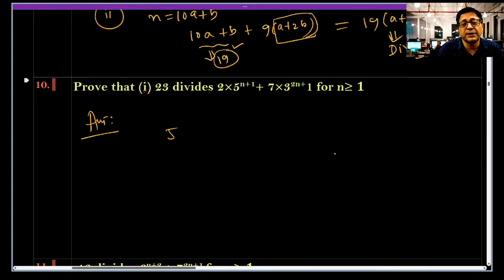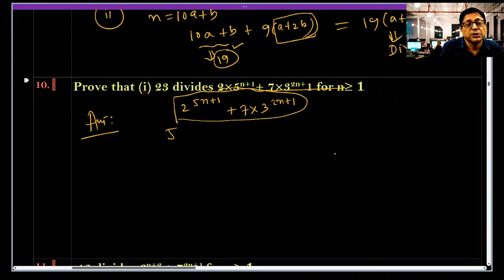23 divides, the sum I am correcting here, so that 23 divides 2 to the power 5n plus 1 plus 7 into 3 to the power 2n plus 1. This is the sum. I have typed wrong. Show that 23 divides this thing. We can solve some problems. I settled these two sums just to understand that always we don't need all those theorems.